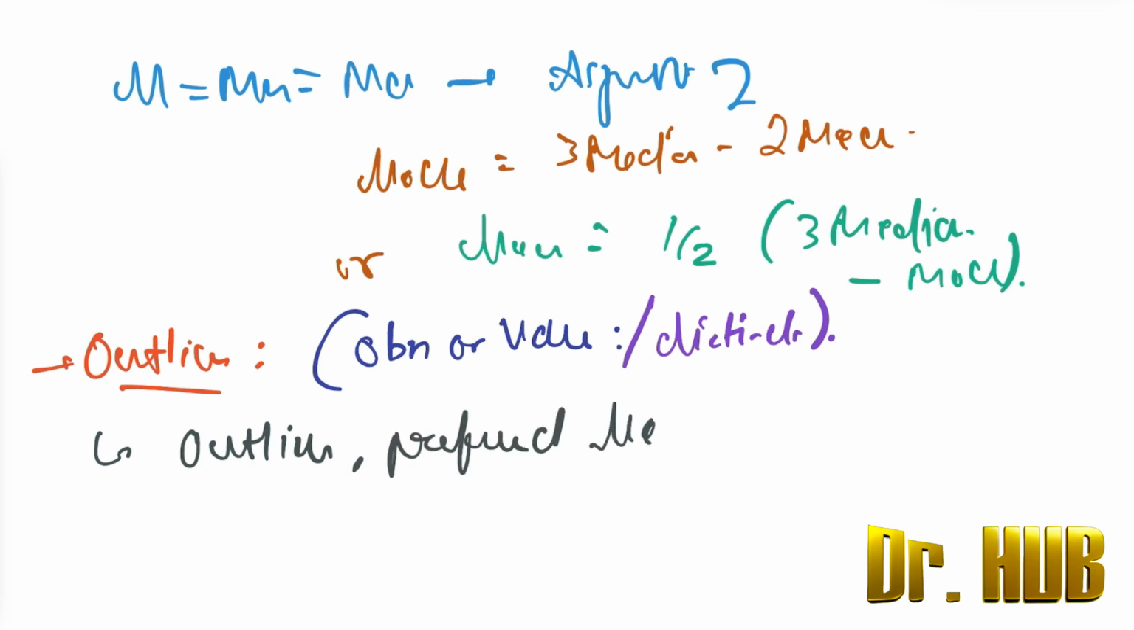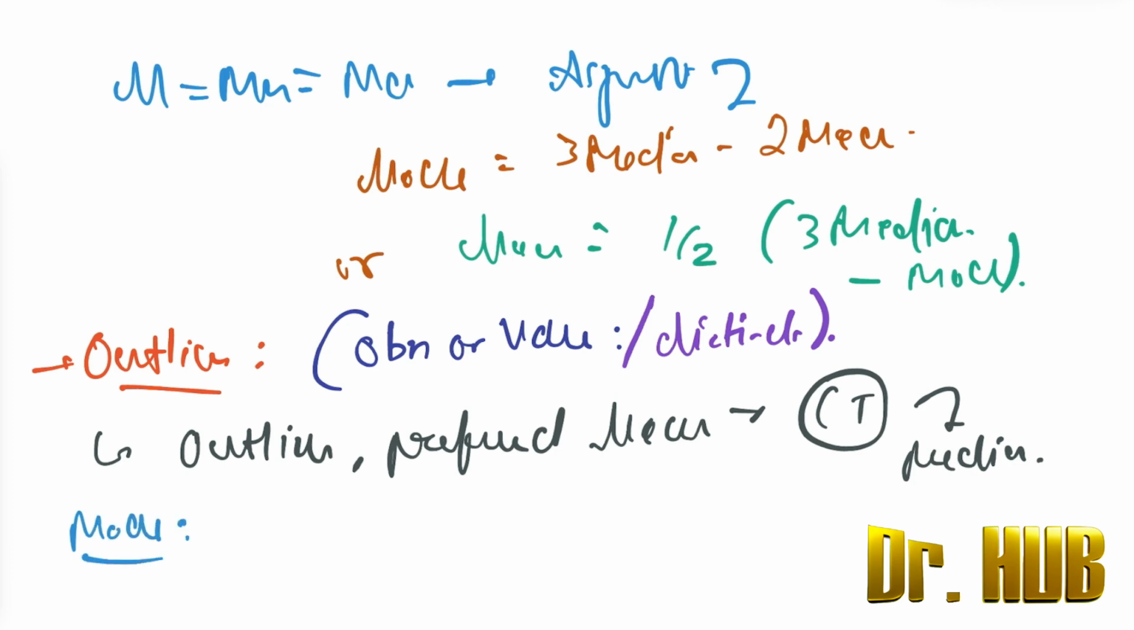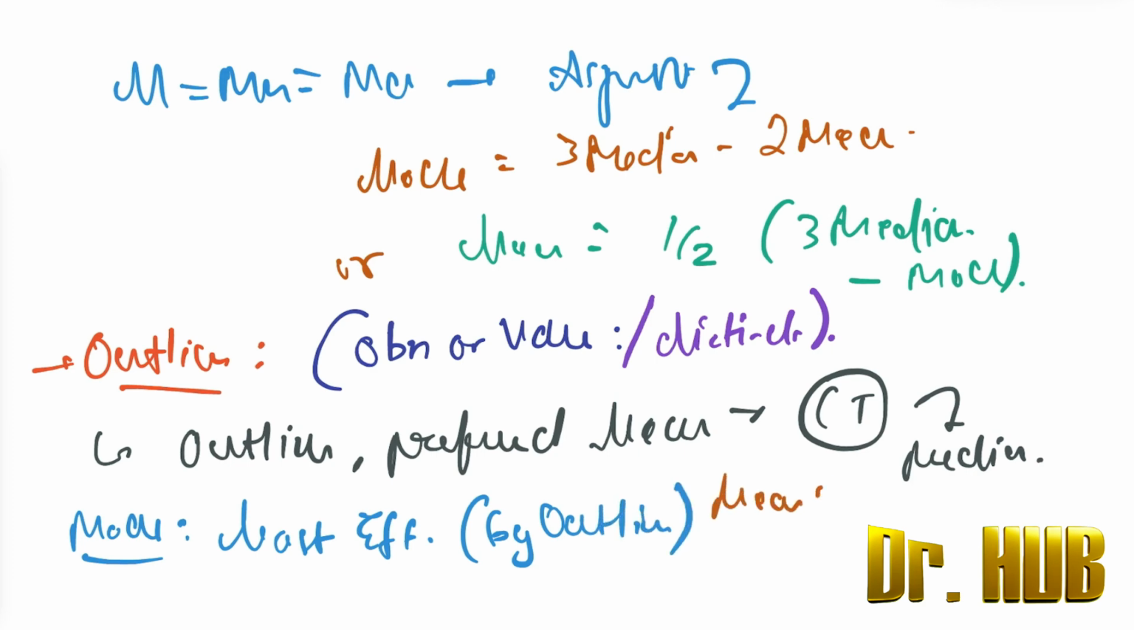In a distribution with outliers, the preferred measure of central tendency is the median. The mode is least affected by outliers. The mean is the most affected out of all the measures of location. So the least affected by outliers is the mode, and the mean is the most affected of all measures of location.